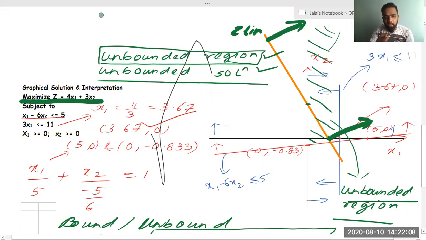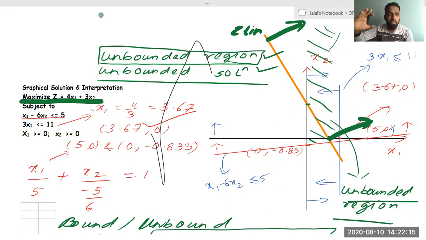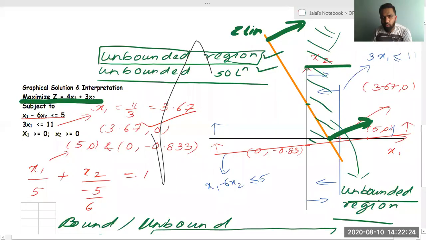What you have to do is take the Z line, assume Z equal to something, plot that line, and move it, whether it is maximization or minimization. If it is maximization, try to move away from the origin and see where it will cut at the maximum point. You will see that this region is unbounded. If I try to move this line parallel, it will cut at an unbounded point, which is infinity. So such kinds of solutions are called unbounded solutions.